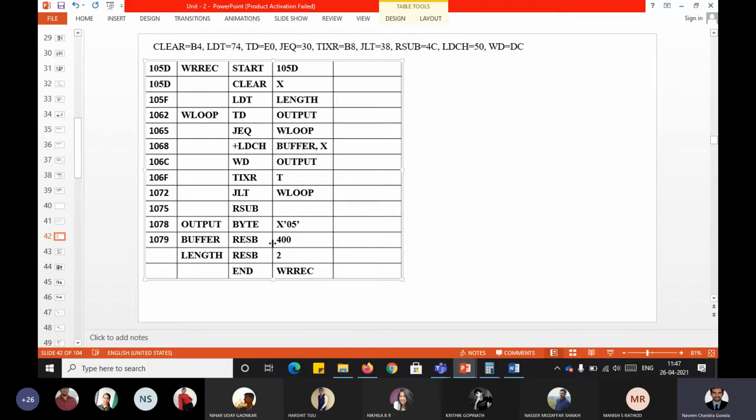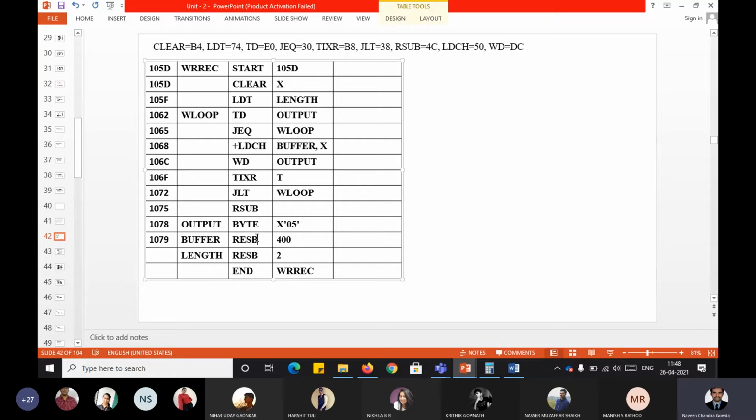Again here you have RESB 400. I repeat, you have RESB 400. How much space needs to be allocated right here? It is RESB 400. You don't need to have 400 into 3, because my dear students, if it is reserve word, then you are supposed to go for 400 into 3. It is not reserve word, it is reserve byte. We had the same examples in SIC as well in the previous examples. It is not 400 words, it is reserve byte 400. So you need to allocate only 400 bytes.